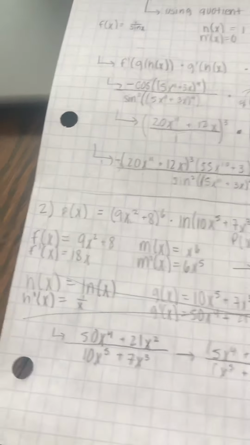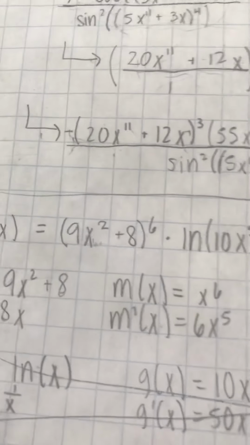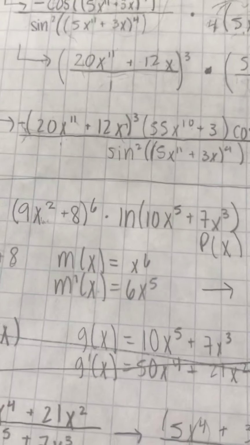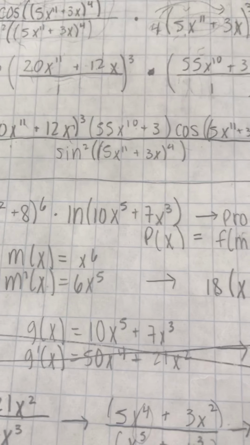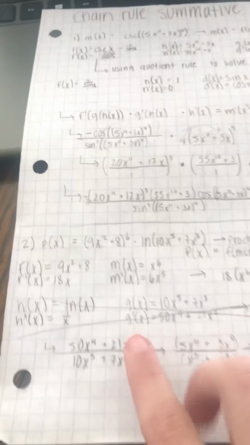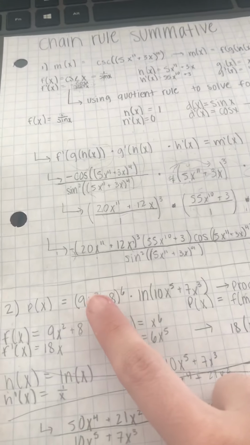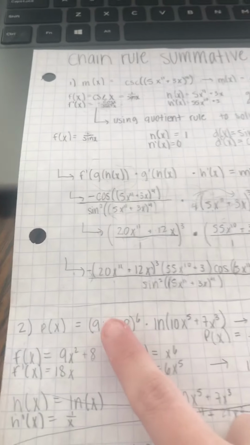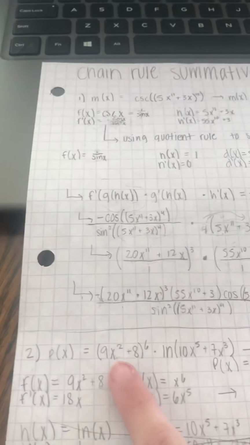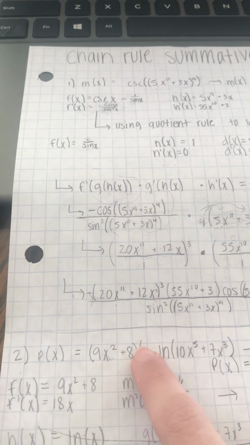So for the actual equation, I had p of x is equal to (9x squared plus 8) all to the power of 6 times the natural log of (10x to the power of 5 plus 7x to the power of 3). I decided I needed to use the product rule in the end, but first, in order to use the product rule, I had to get the derivative of these two.